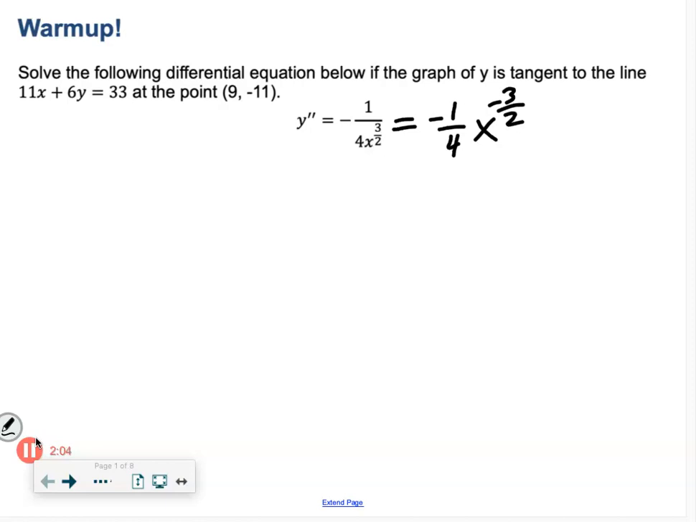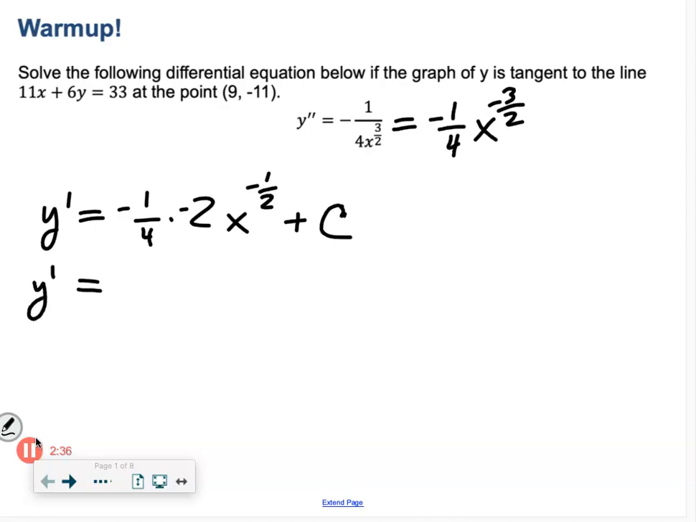So the first thing I'm going to do to solve is just find the antiderivative. When you find an antiderivative, I'm going to just bring the -1/4 down so I don't have to multiply fractions in my head. Raise the power by 1, you get -1/2. Divide by the power. If I'm dividing by -1/2, that's the same as multiplying by -2. So times -2, x to the -1/2 plus c. Cleaning it up, we get +1/2 x to the -1/2 plus c.